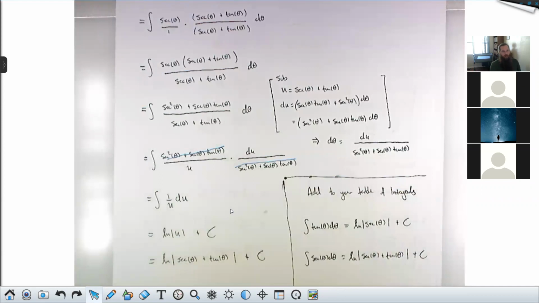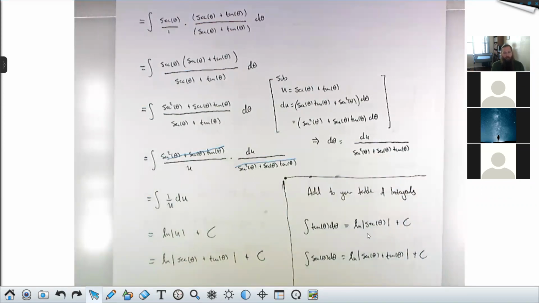We do use these quite a lot. These will show up as parts of other problems where you have to do other stuff. They're just things you should know, just like you know the integral of sine, you know the integral of cosine, you know the integral of x cubed. These are just things you should know.